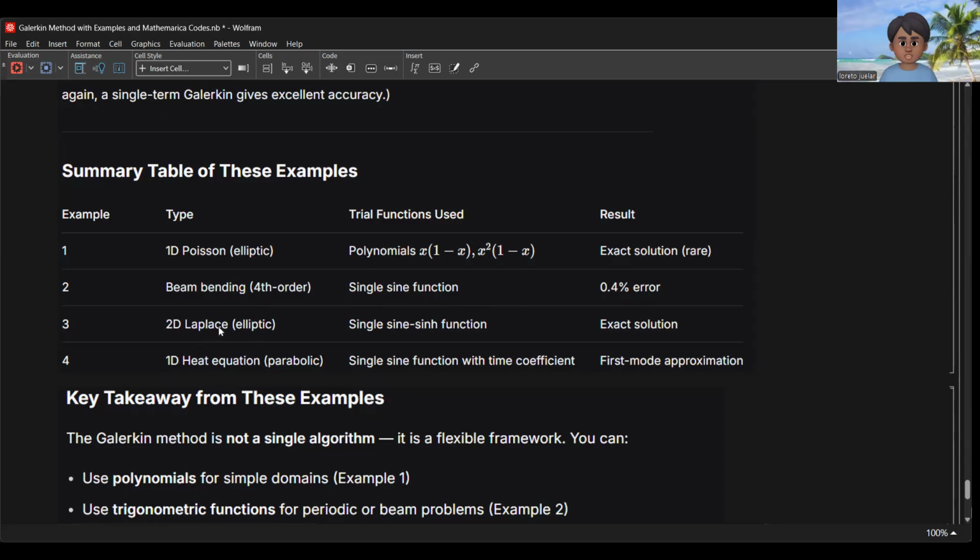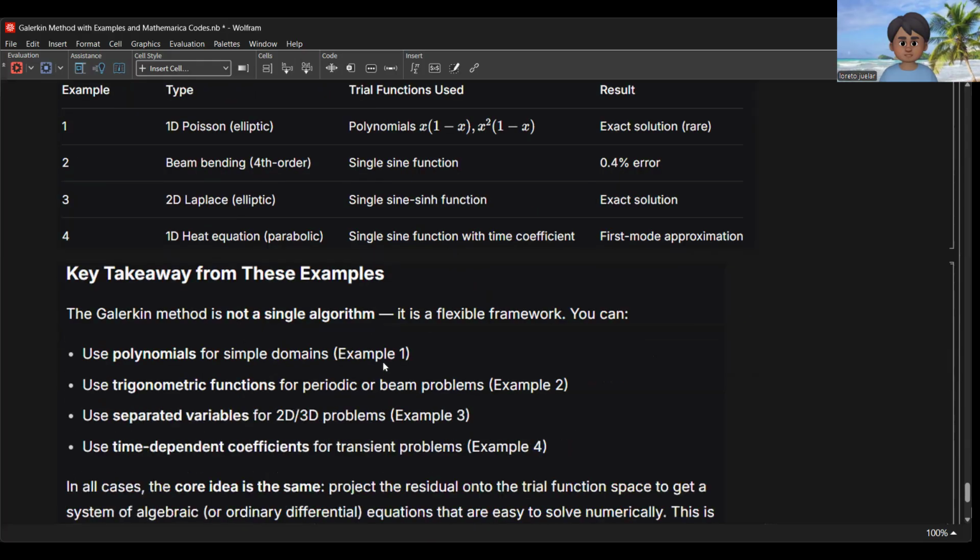Then for problem number 3, we have 2D Laplace, elliptic, single sine hyperbolic sine functions, exact solution here. Then for the fourth problem, we have the 1D heat equation, parabolic, single sine function with time coefficient, first mode approximations. So the takeaway from these examples: the Galerkin method is not a singular algorithm.